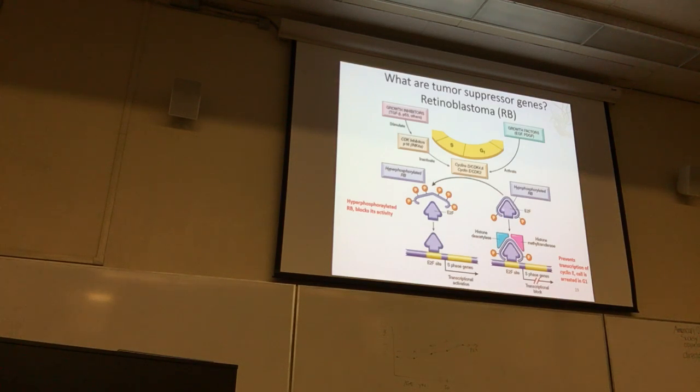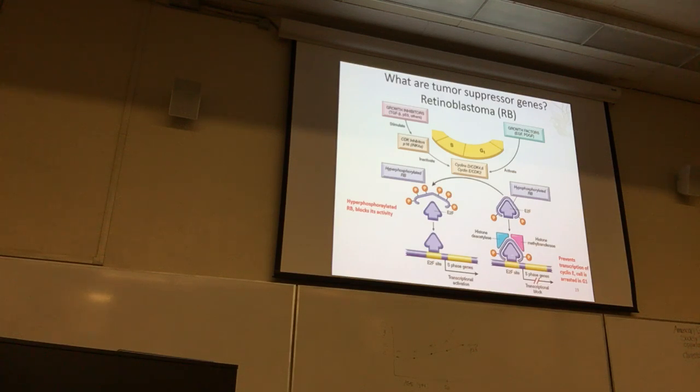The upward arrow is E2F. And E2F is actually going to sit down, it's a transcription factor, it's going to sit down on the E2F site. But when it sits down on the E2F site bound to retinoblastoma, this actually prevents transcription, and this complex pauses the DNA replication in G1.